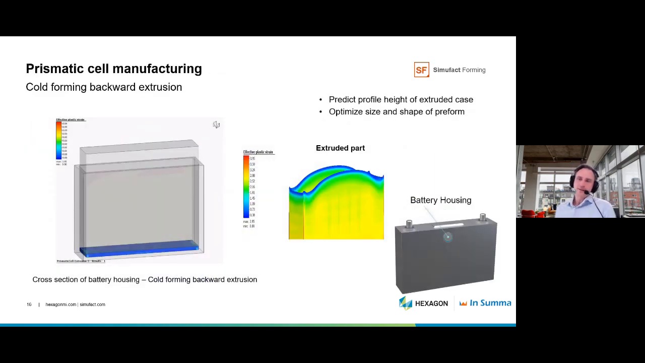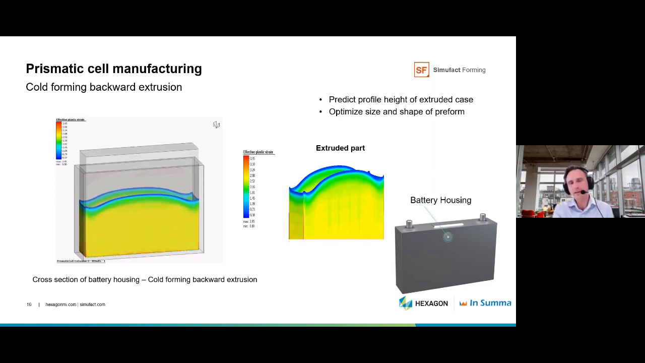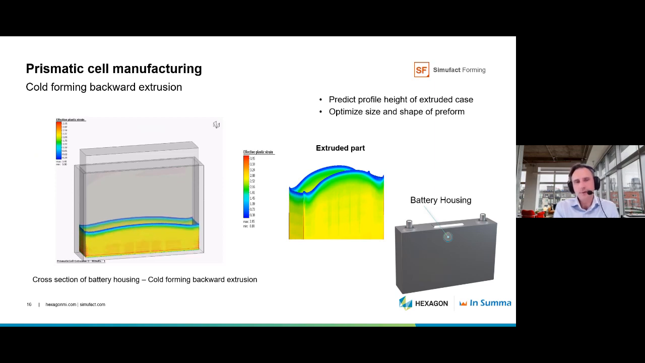Then if you think about the battery housing, which is another component in the battery pack, it could be produced by backward extrusion, which is a type of cold forming process where you actually form this case using the typical extrusion process in multiple stations.